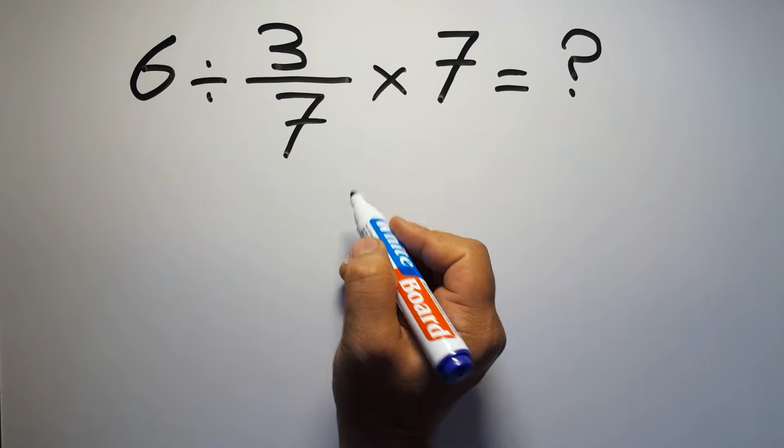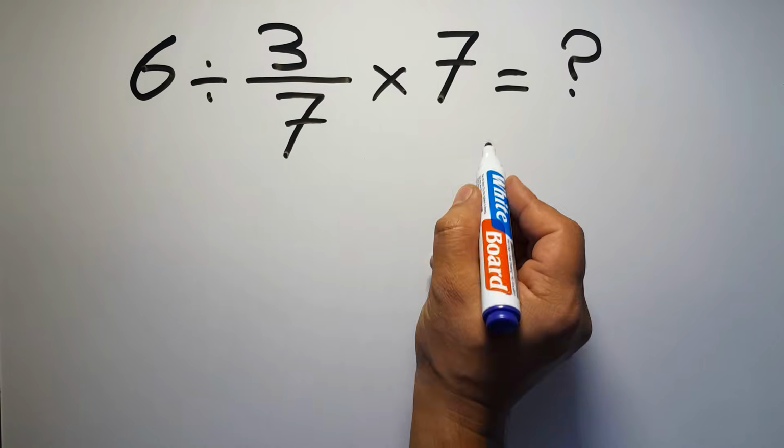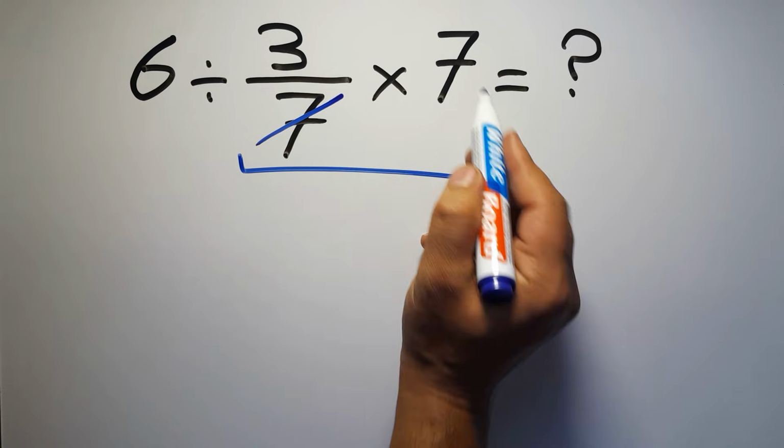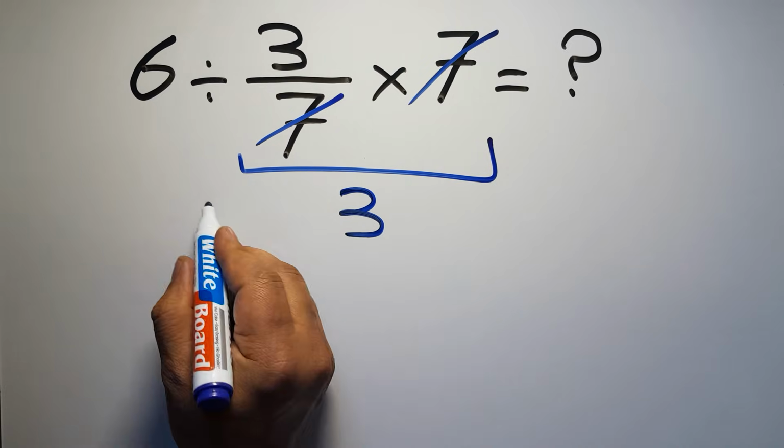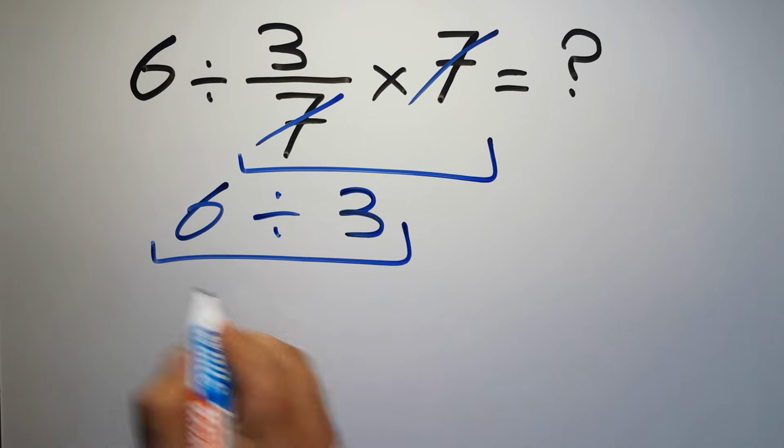First we do this multiplication, 3 over 7 times 7. We can easily cancel this 7 and this 7, so here we have just 3. And 6 divided by 3 gives us 2.